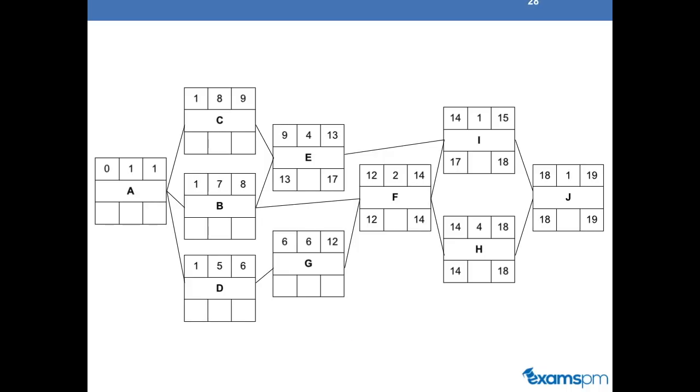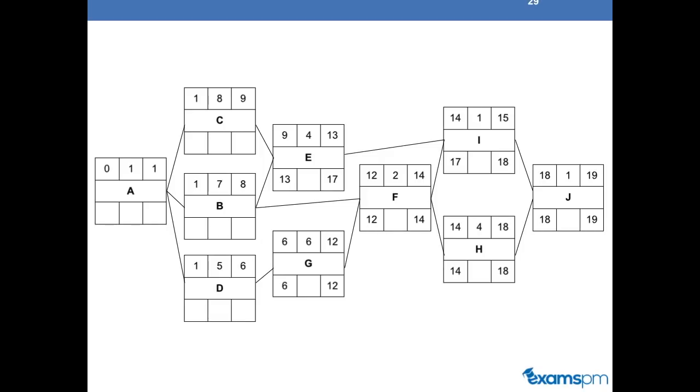And by the same logic, we can calculate the late start and finish for E. We can see that E is only connected to activity I. Since I has a late start of 17, E will have a late finish of 17. Since its duration is 4, it will have a late start of 13.